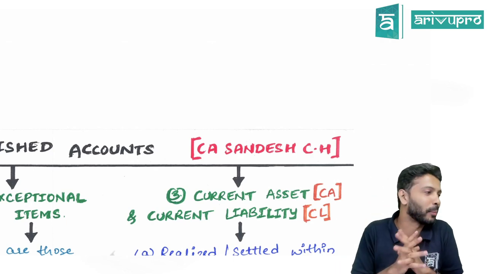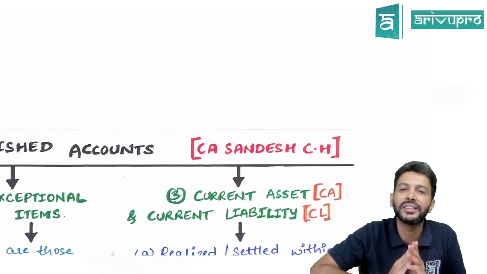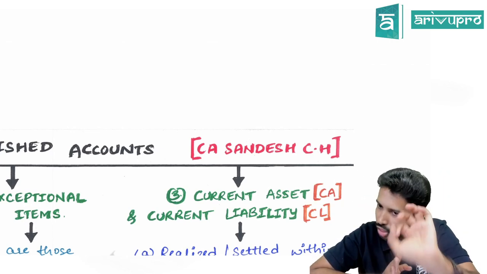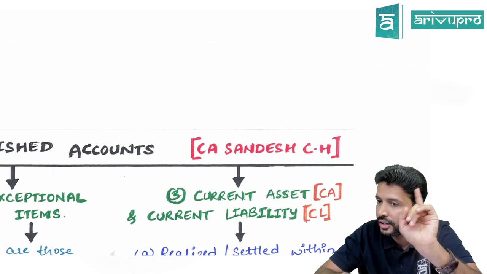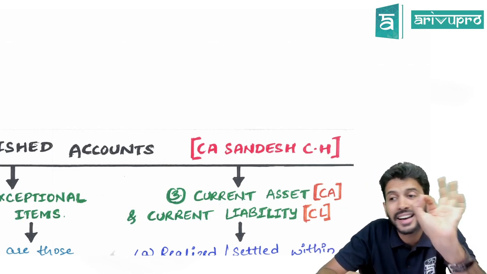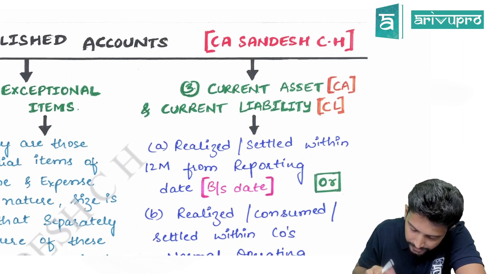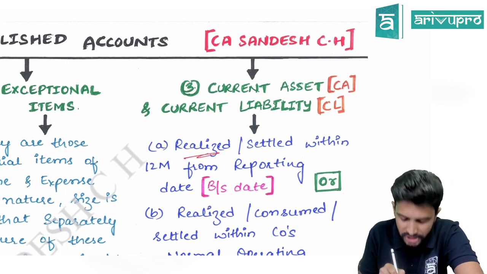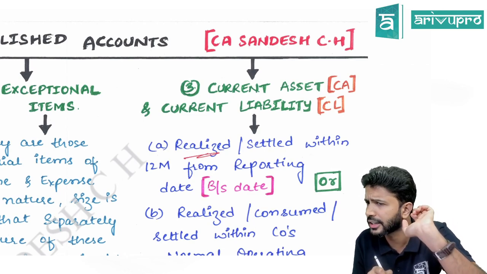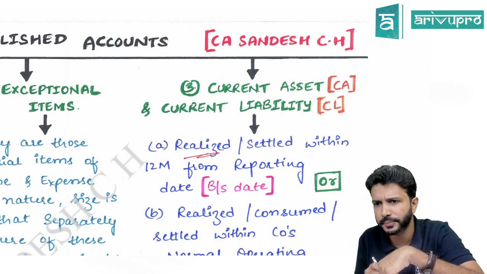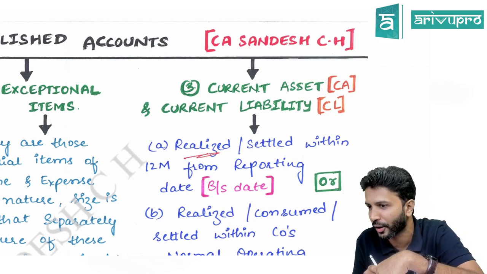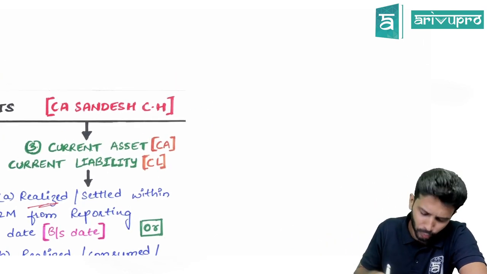Normally there's a popular saying: anything less than 12 months is a current asset, anything more than 12 is a non-current asset. But you should not count the 12 months from the date of transaction. Anything that is realized within 12 months from the balance sheet date is a current asset. Did you understand that? Can I give you numbers?